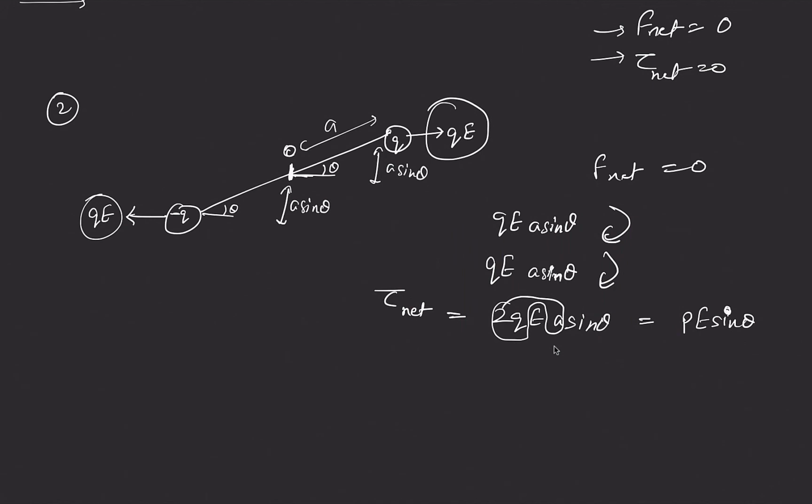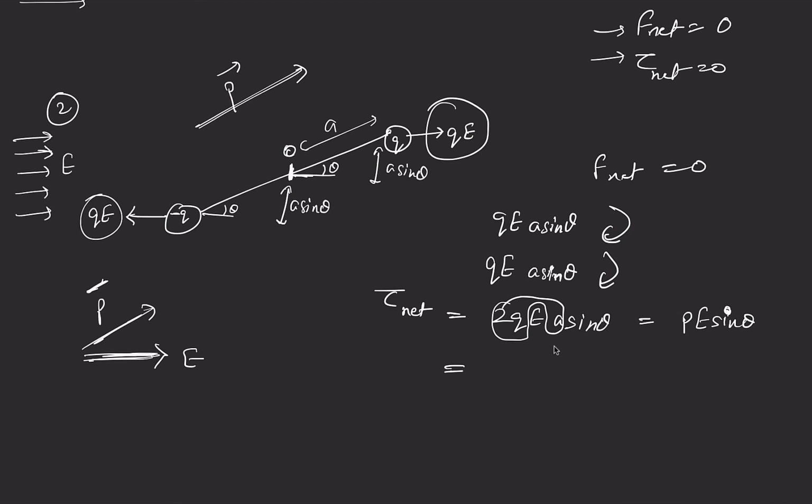And we know that P sine theta is equal to the magnitude of the vector. So this is the P vector, the direction of the P vector, and this is the direction of the E vector in this case. So we are assuming that E is horizontal and uniform.